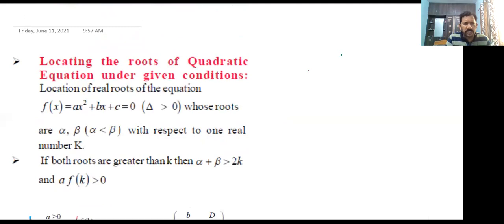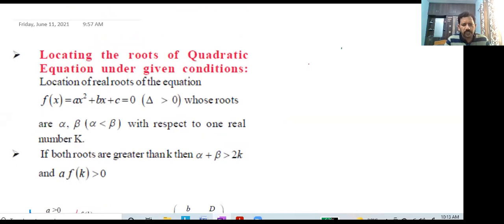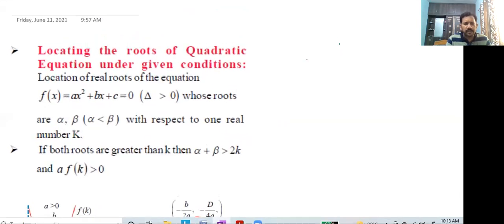Now I am going to discuss location of roots, related concepts and problems, and see the conditions that are given. Now, location of roots of a quadratic equation under the given conditions.